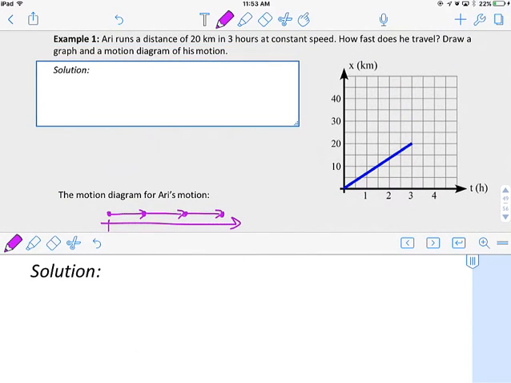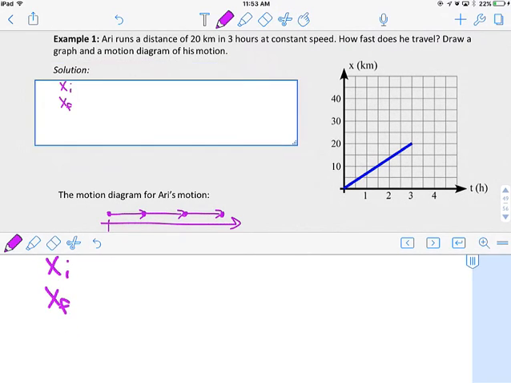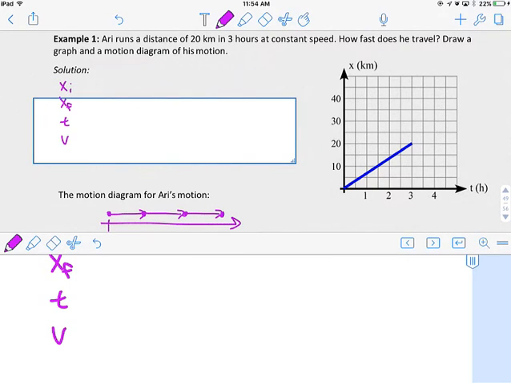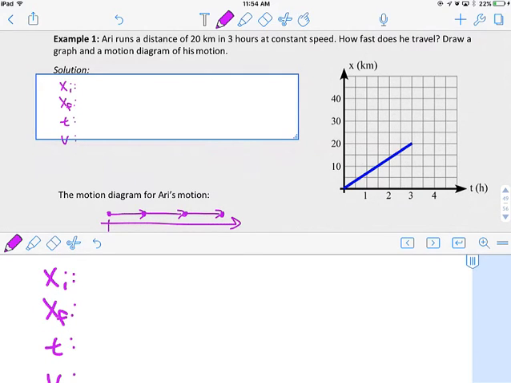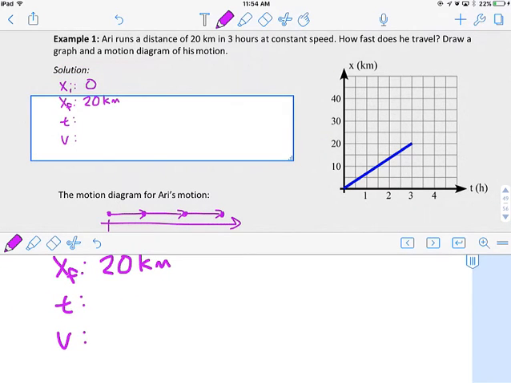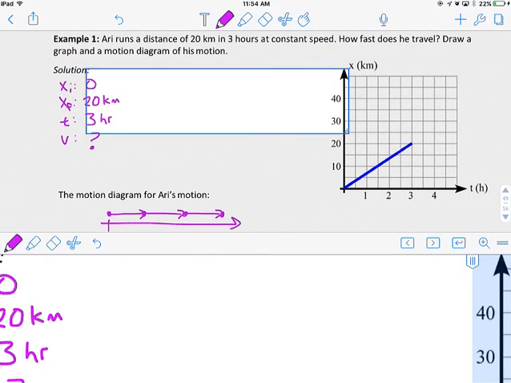So let's do our solution. On your worksheet, you'll probably see an XI and an XF and sometimes a time and a V for you to fill information out. Sometimes you can use that, and if you don't want to, you don't have to. The initial position would be 0 and the final position would be 20 kilometers because it says he travels 20 kilometers. It says it takes 3 hours to do that, so we put 3 hours for the time, and then speed is what we're looking for, so I put a question mark there.